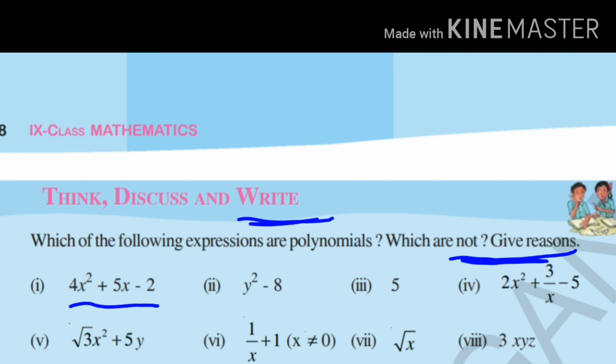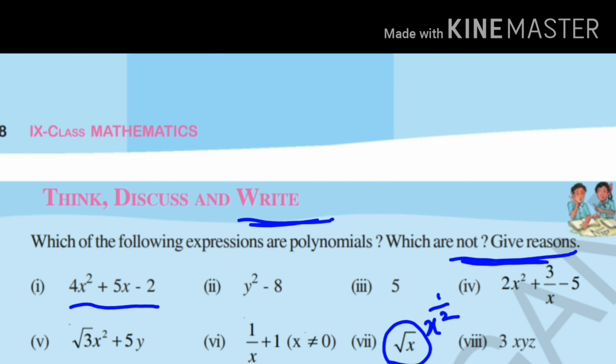For example, if you consider root x, root x is nothing but x power 1 by 2. In this case, the x power is a fraction, not a non-negative integer. A non-negative integer must be there, but here we have a fraction, therefore it is not a polynomial. Like that you can write.